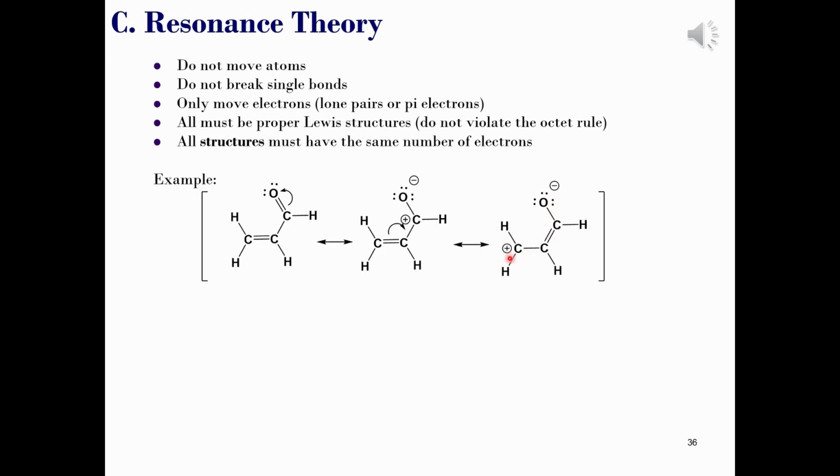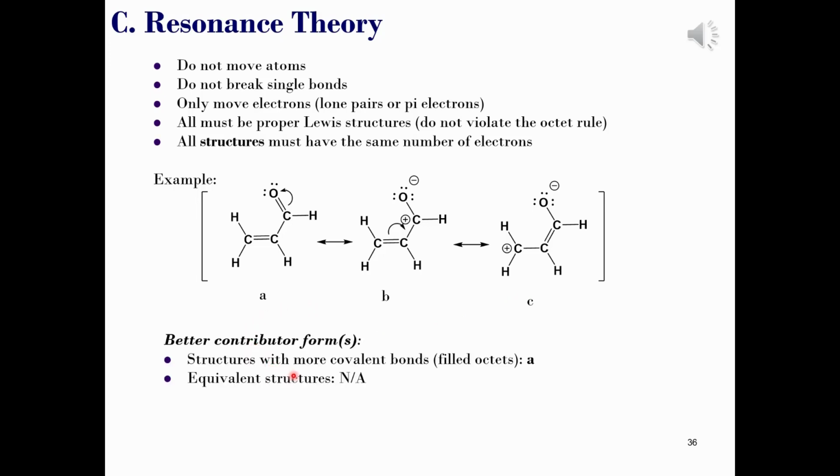Notice how the positive charge is now on the terminal carbon. Unlike the previous two examples, we now have a set of resonance structures which are not equivalent or degenerate. Both resonance contributors B and C have the negative charges on the more electronegative atom, which is great. However, it is important to minimize the separation of formal charges.